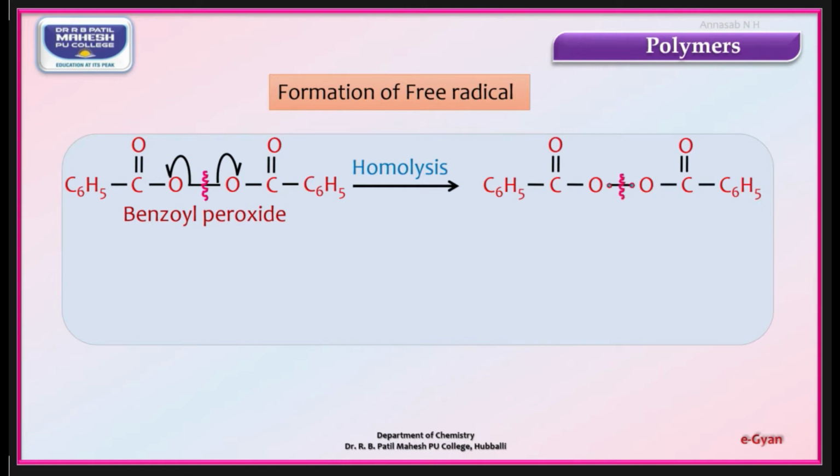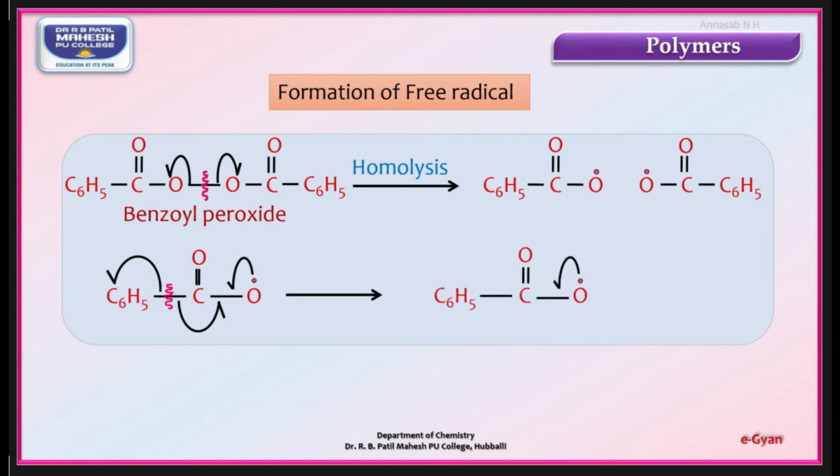So upon breaking the bond, one electron is transferred to each, and there is a formation of benzoyl free radical, C6H5COO dot, which gives its electron for the formation of a new bond. Again homolysis takes place between the carbon of the benzene ring and the carbon of the carbonyl group, leading to the formation of phenyl free radical and carbon dioxide.